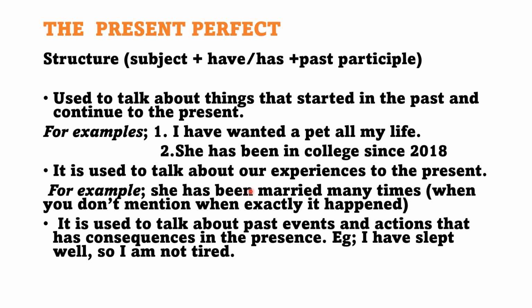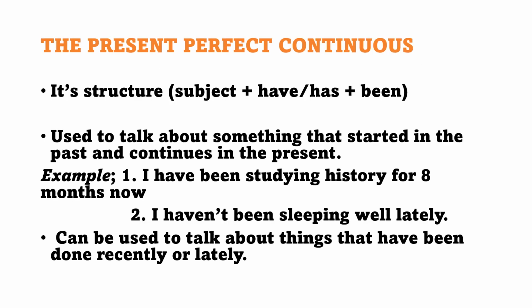It is used to talk about our experiences up to the present. For example, she has been married many times. It is when you don't mention when exactly it happened. It is also used to talk about past events and actions that have consequences in the present. For example, I have slept well, so I'm not tired.